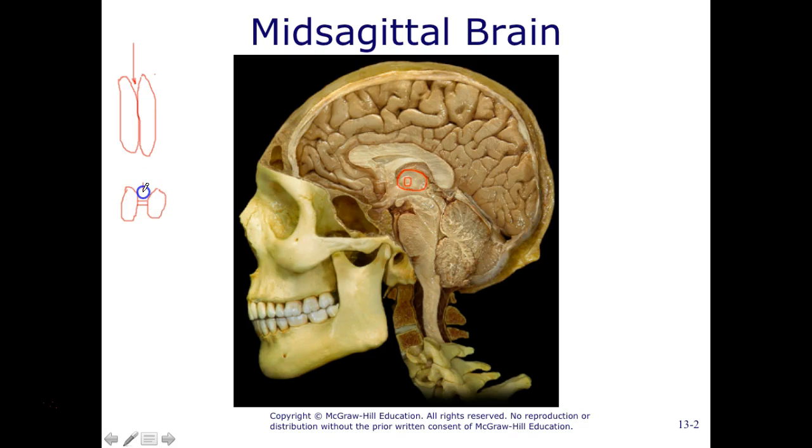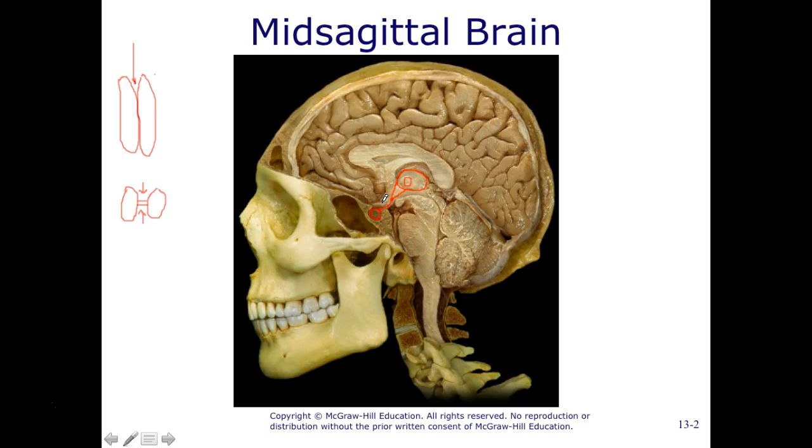So this space that's created here between those two, here and here, that is going to be our third ventricle. Now, this thalamus will help you locate this triangular shaped hypothalamus, okay? And that hypothalamus, if you look below this area here, here's the stalk of the pituitary gland. And the pituitary gland, of course, is sitting within the sella turcica.